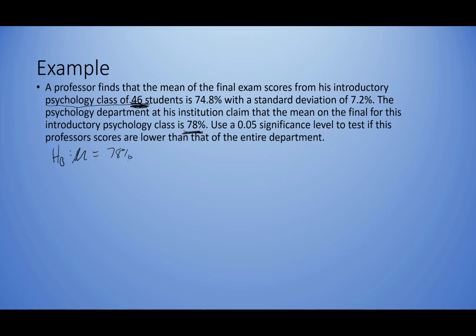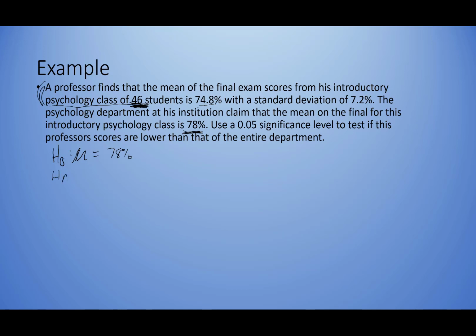Now, if you get confused as far as which value should be the value in your null and alternative hypothesis, make sure you clearly understand which value comes from the sample. So up here, it tells us that from his class of 46 students, his mean was 74.8. That is our sample. So we do not want that to show up in our null and alternative hypothesis.